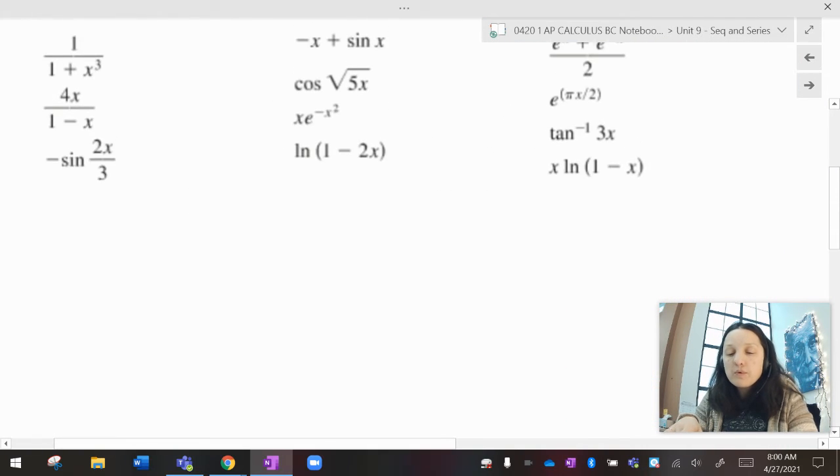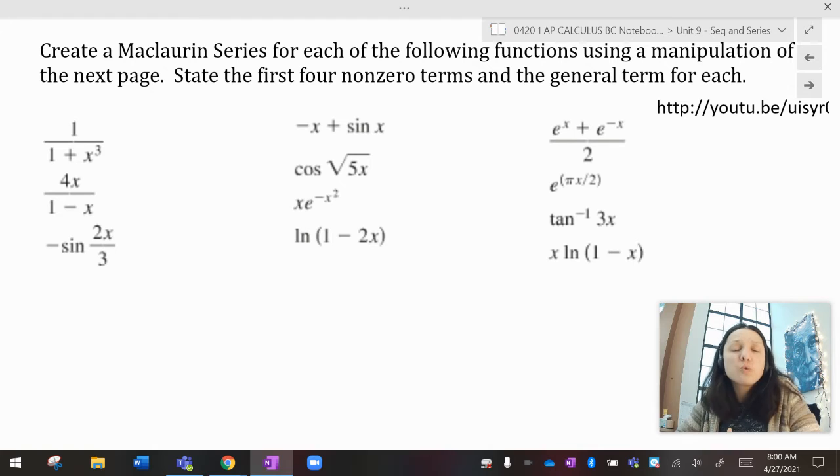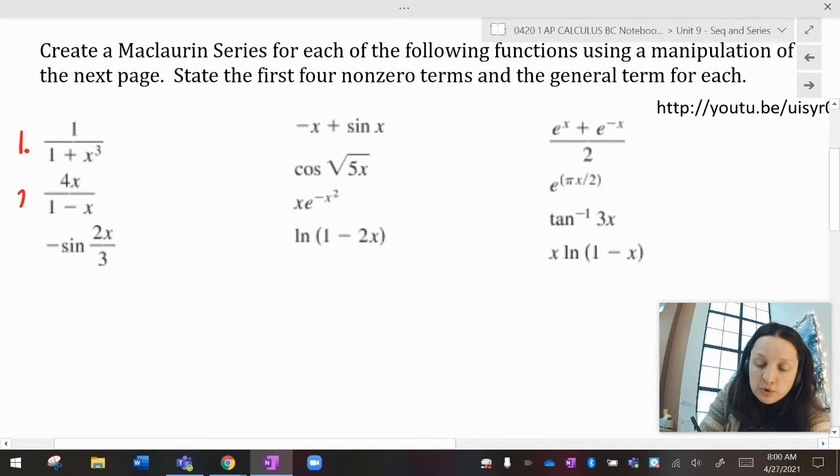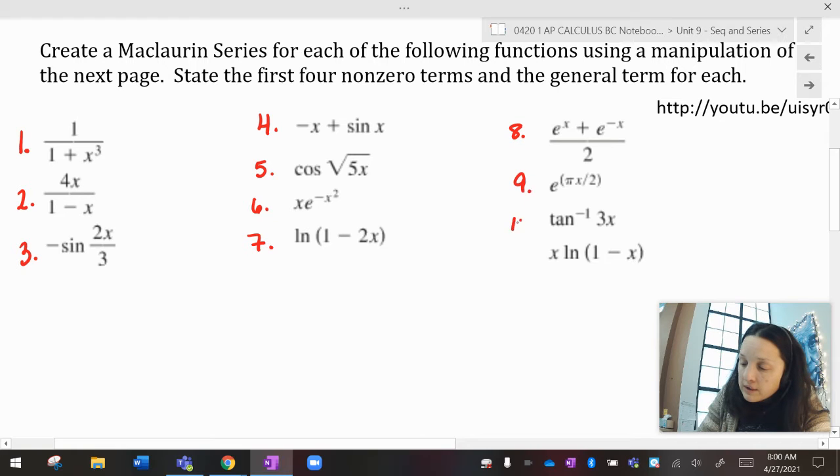So if we come over here, this page says create a Maclaurin series for each of these, state the first four non-zero terms and the general term for each. Okay, I'm going to number these, and I'd like you to also. 1, 2, 3, 4, 5, 6, 7, 8, 9, 10, 11.